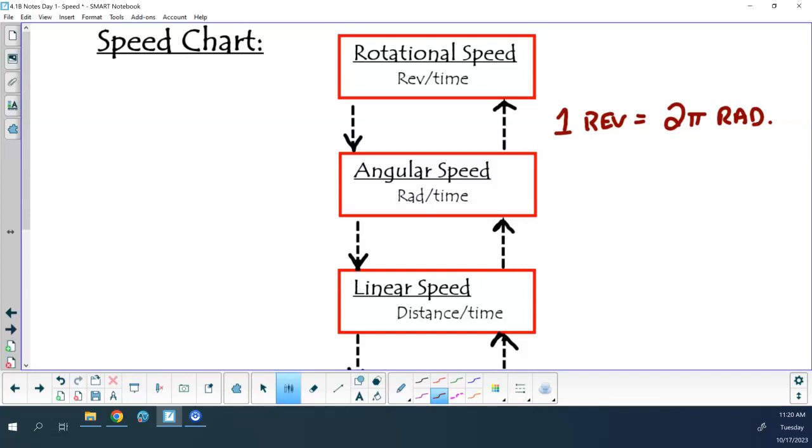If you are going from angular speed to linear speed, or from linear speed back into angular speed, then you're going to need to know that 1 radian is equal to 1 radius. And that radius will change with each circle, pulley, wheel, whatever it is that you're dealing with. That radius will change. So we can't always just say it's this, but we can say it is 1 radius.